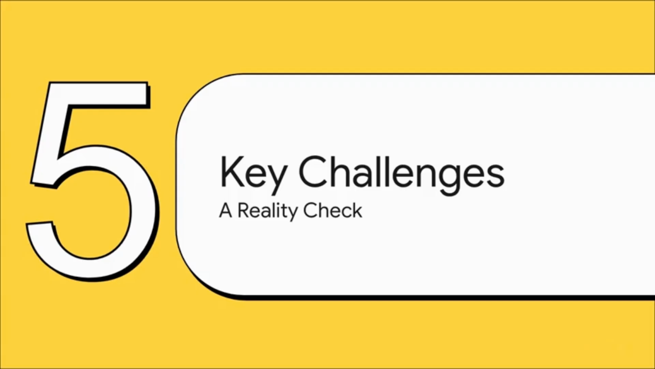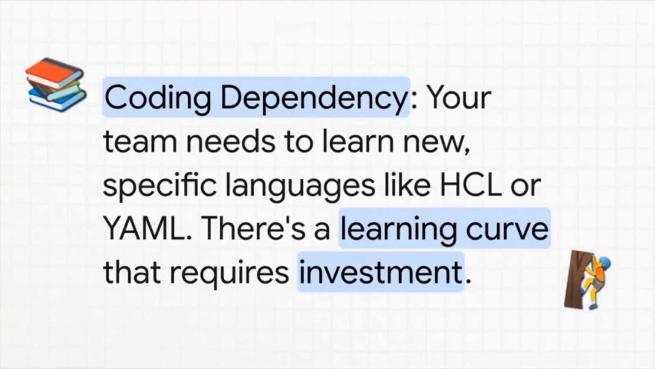But of course, it's not all sunshine and rainbows. Adopting IaC is a journey, and let's be real, it comes with its own set of challenges that you definitely need to think about. The first hurdle is just the skills gap. Your team needs to learn new and pretty specific languages, whether that's HCL for Terraform or YAML for tools like CloudFormation and Ansible. There is a learning curve. You can't just flip a switch and expect everyone to be an expert overnight. It takes a real investment in training.